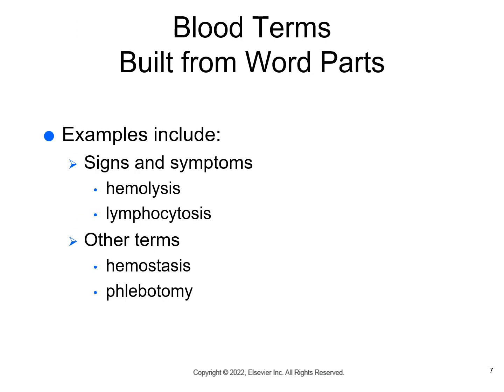Examples of signs and symptoms relating to blood are hemolysis. Lysis means dissolution, and hemo refers to blood, so it's dissolution of blood. And typically when we see this term, it refers to the red blood cells specifically. Lymphocytosis. Osis is a condition. Lympho refers to the type, and cyto refers to cells. This is an increase in the number of lymphocytes.